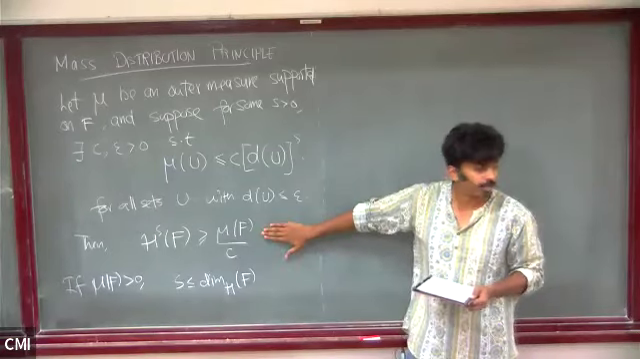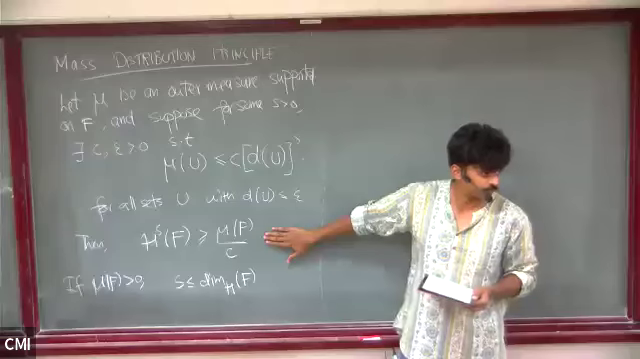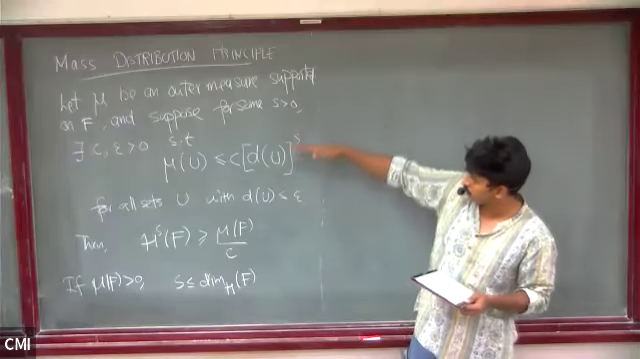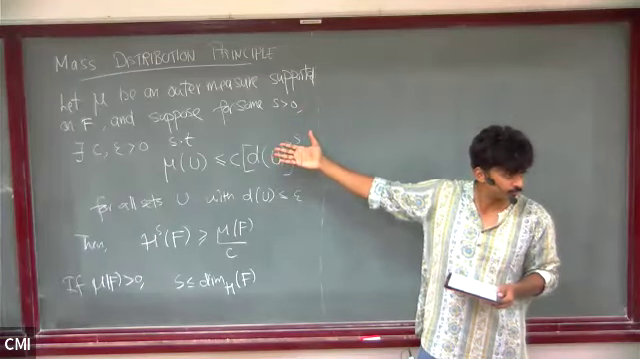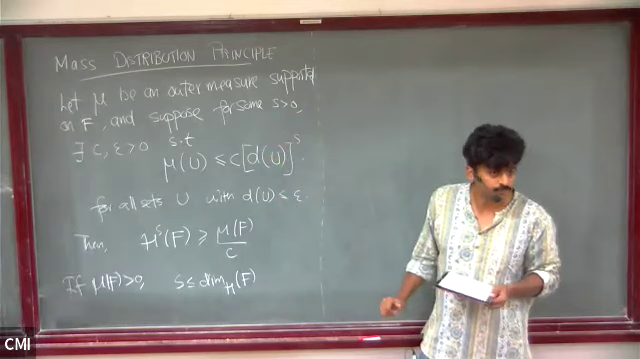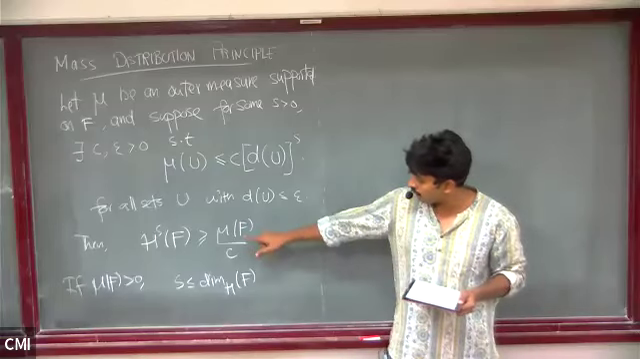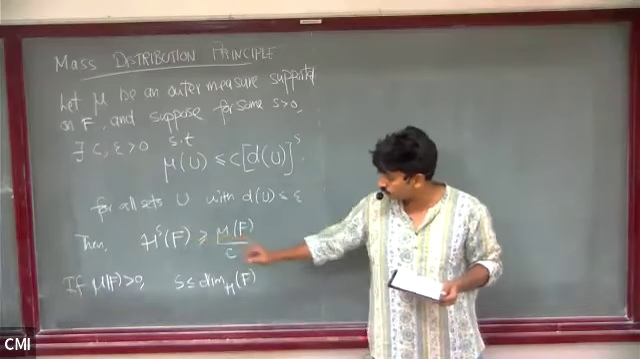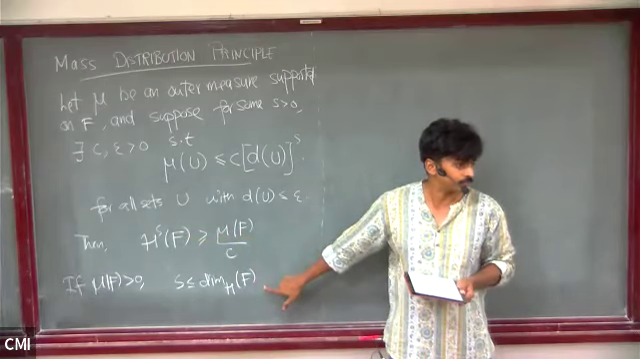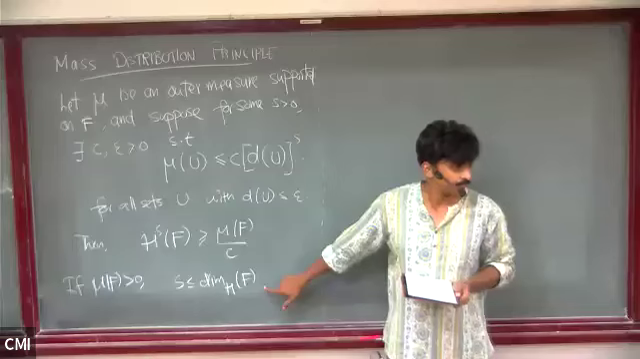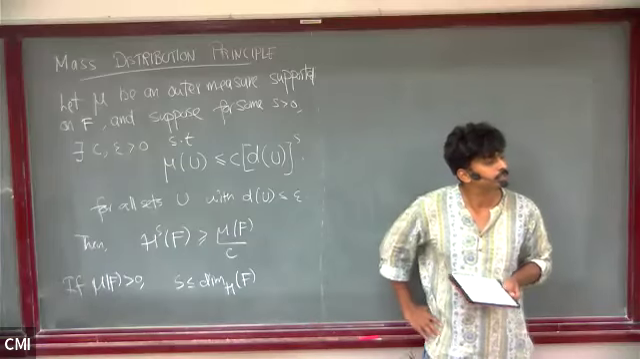Once I have this, in addition, if mu of F is positive, for this result to hold, mu can be the zero measure as well, the first part. But if mu of F is positive, then I'll see that the s-dimensional Hausdorff measure of F is positive, and therefore s is a lower bound to the Hausdorff dimension of the set. That comes from the definition.